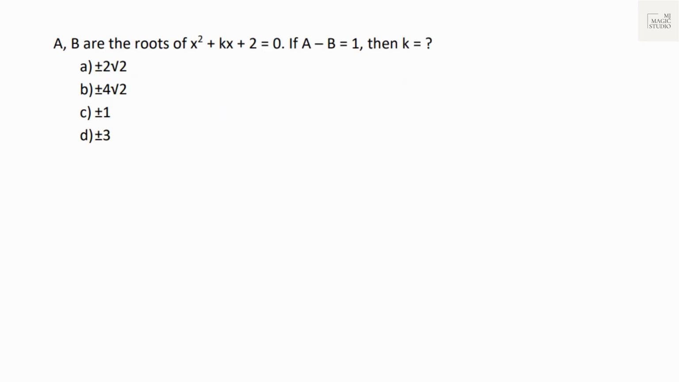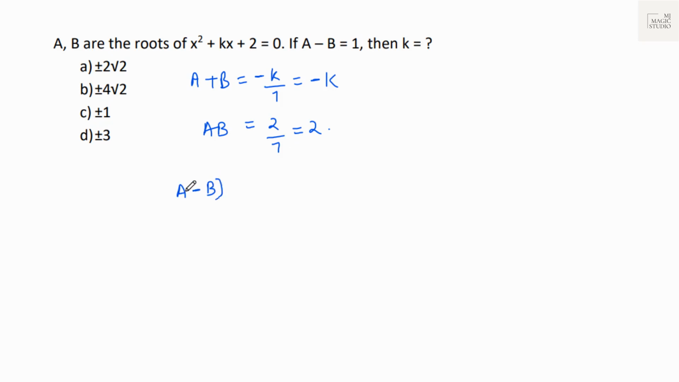Another one from quadratic, give it a try. So let's see what we have here. a and b are roots of this quadratic equation. That means sum of roots a plus b is equal to minus b by a, that is minus k by 1, that is minus k. And product of roots a into b is c by a, that is 2 by 1, that is 2. And a minus b is equal to 1.